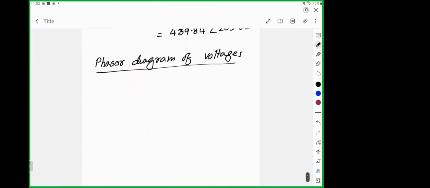Can you draw the phasor diagram? All the angles are given, so you can easily draw the phasor diagram of voltages, right? Now we need to check whether we are getting the 30 degree between the phase quantity and the line quantity.